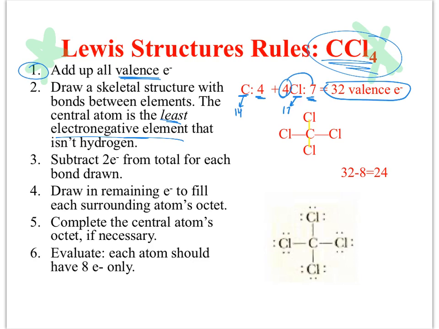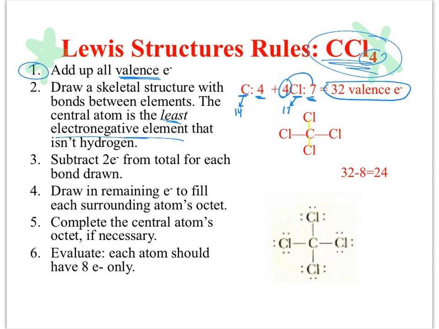How do I know that carbon's the least electronegative when I don't have the electronegativity numbers? Electronegativity increases from left to right. So since carbon's group 14 on the left and chlorine is group 17, which is further to the right, chlorine's electronegativity value would be higher. So carbon goes in the center. And then since I have 4 chlorines, I'm just going to arrange them symmetrically around that center carbon.